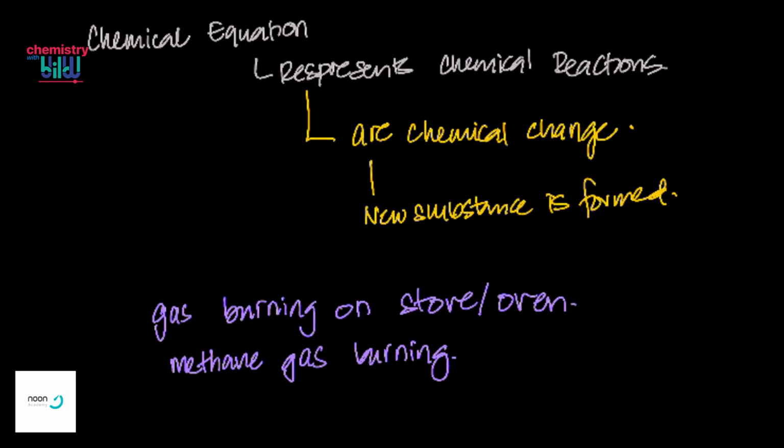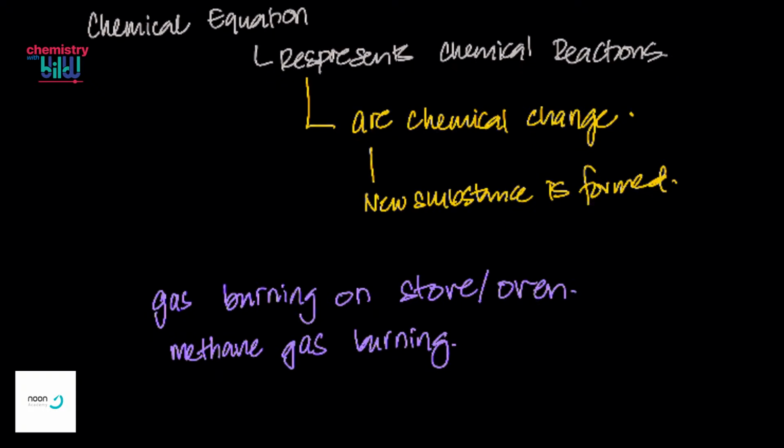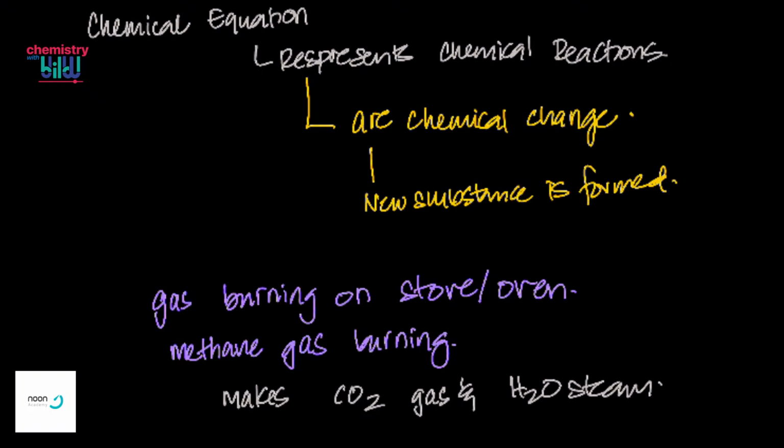So gas burning on a stove, methane gas basically, actually makes a few things. It makes carbon dioxide gas and it makes steam. So methane, which is a compound CH4, covalently bonded, makes CO2, which is also covalently bonded, and H2O, which is also covalently bonded. Now the idea is simply that this is a chemical change.